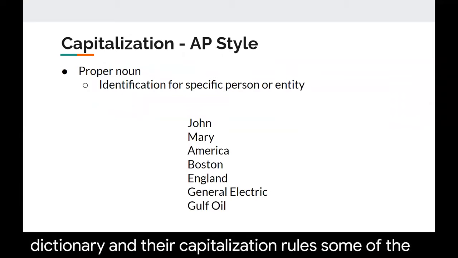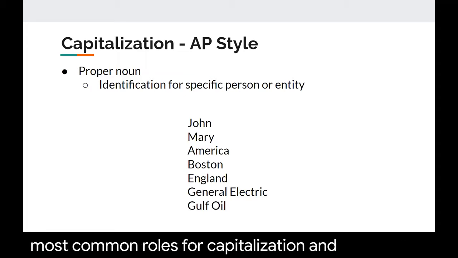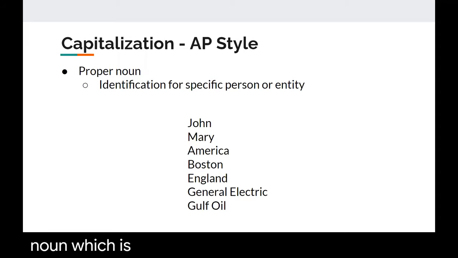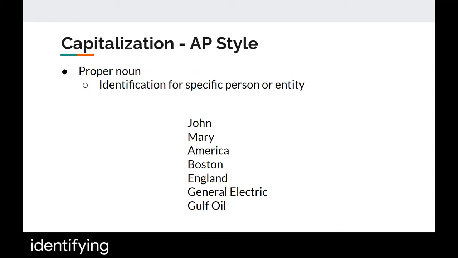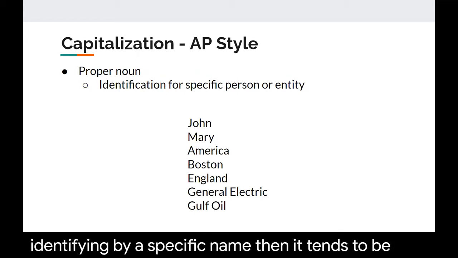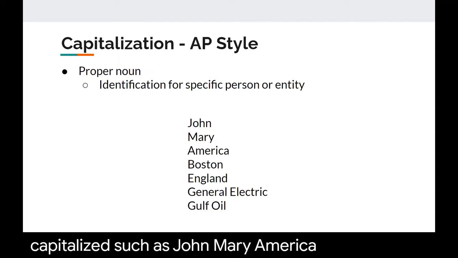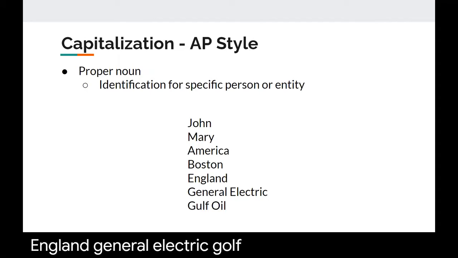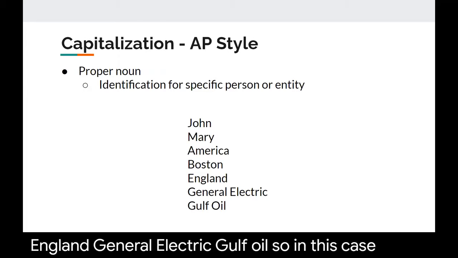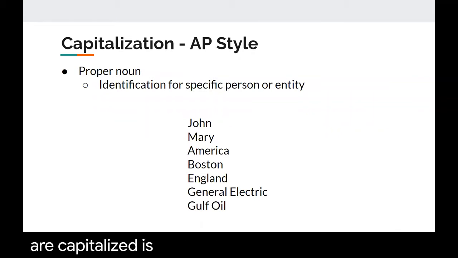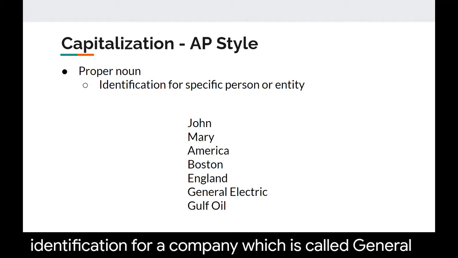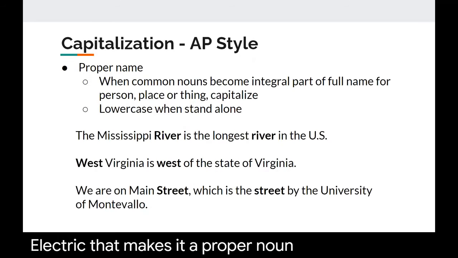Some of the most common rules for capitalization include proper nouns, which are identifications for a specific person or entity. So anytime a noun, a person, place, or thing is identified by a specific name, then it tends to be capitalized, such as John, Mary, America, Boston, England, General Electric, Gulf Oil. In the case of General Electric, the only reason General and Electric are capitalized is because together they make an identification for a company, which is called General Electric. That makes it a proper noun.